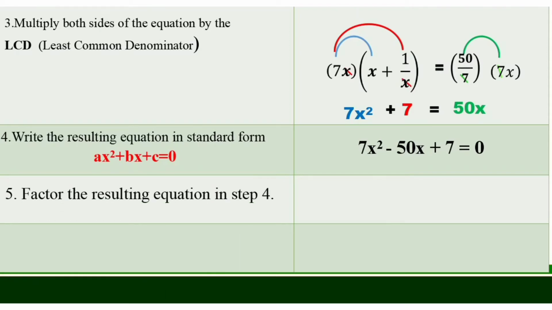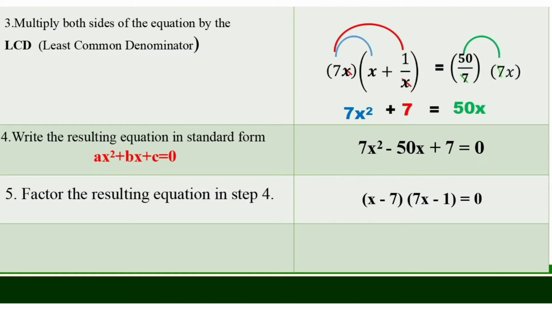Now, let's proceed to step number 5. Factor the resulting equation in step number 4. So, we will find the factors of 7x squared minus 50x plus 7 equals 0. The factors are quantity x minus 7 times quantity 7x minus 1 equals 0. You can also check, class, if your factors are correct by using the FOIL method.